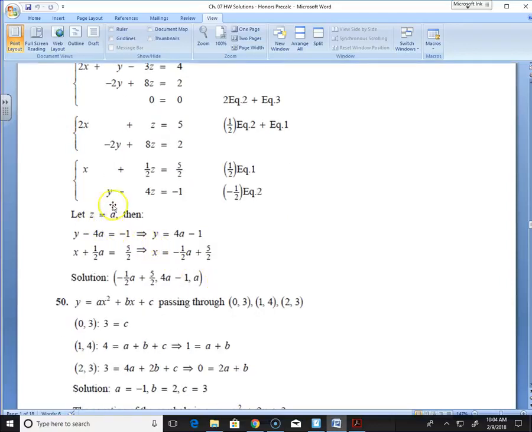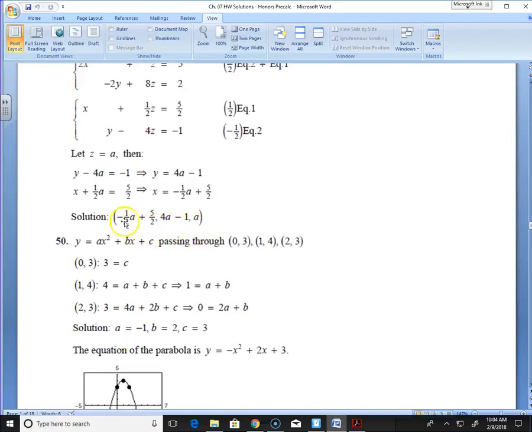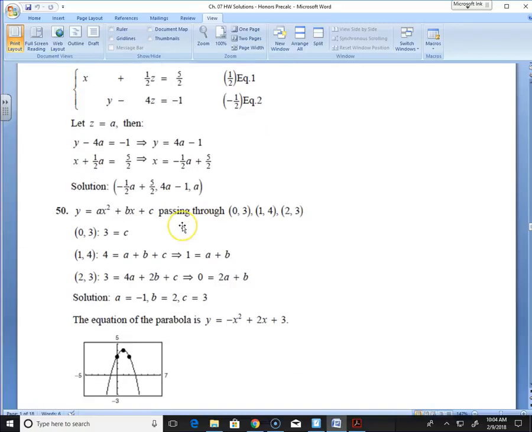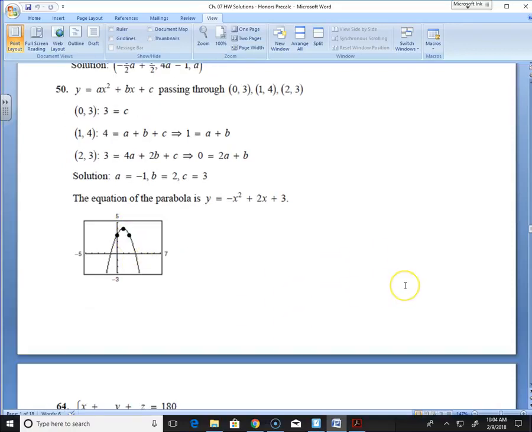So let z equal a. Solving, solving, solving, you end up with the following expression. I'm slowly scrolling down. You can still see the solution up there. The final answer for number 50, when you plugged in your x's and your y's and got your 3 equations and then solved. You're not a computer, so you might have done it the faster way, but you should have gotten A is negative 1, B is 2, and C is 3, and plugged it in your nice little equation. If you graphed it, the points would have been on the parabola.